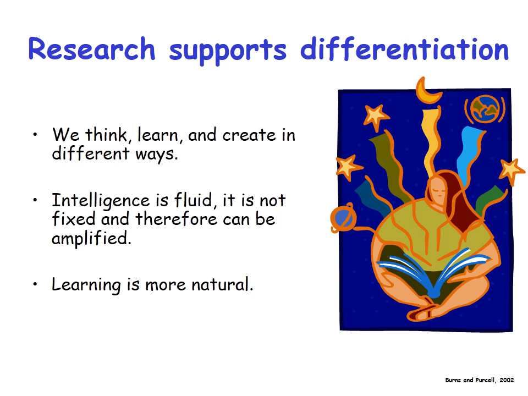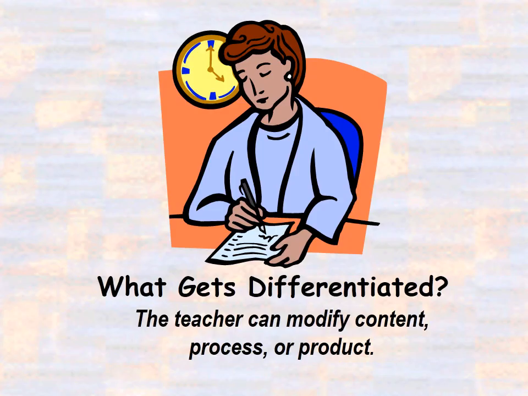Research supports differentiation. We think, learn, and create in different ways. Intelligence is fluid. It's not fixed and therefore cannot be amplified. And learning is more natural. Learning is social. What gets differentiated? The teacher can modify content, process, or product.